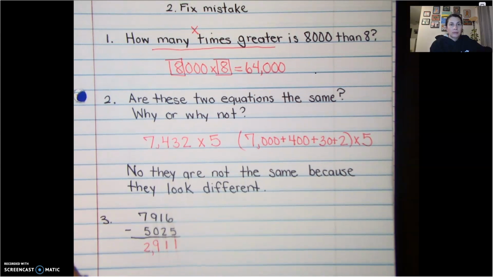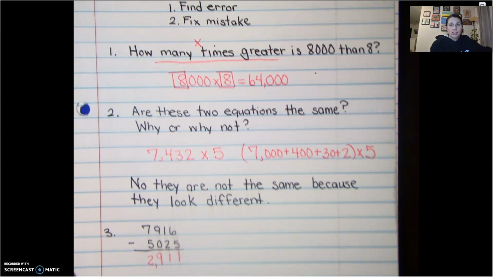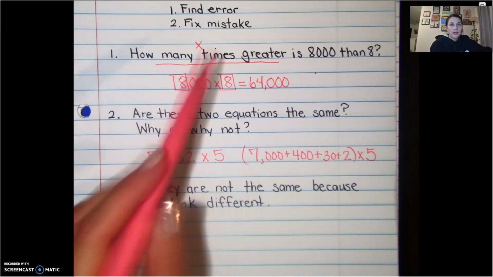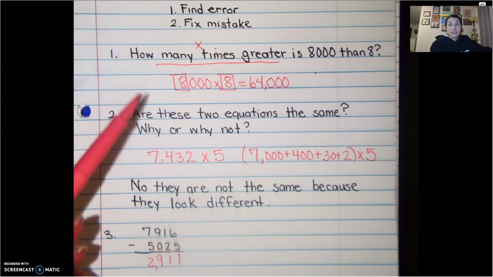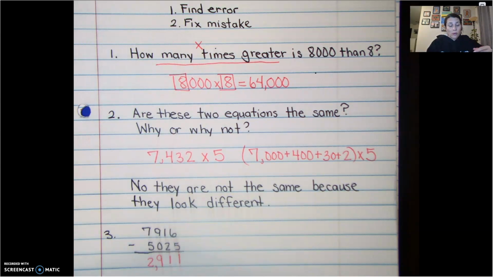All right, you've got 3 problems. You guys need to be the mathematicians here. Find the error, then fix the mistake. Fix what Miss Corbin did wrong.